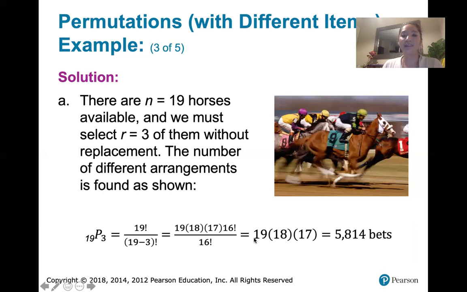We said we've got 19 options for the first place horse, 18 options for the second place horse, and 17 options for the third place horse. You multiply those together, and you get this 5,814.